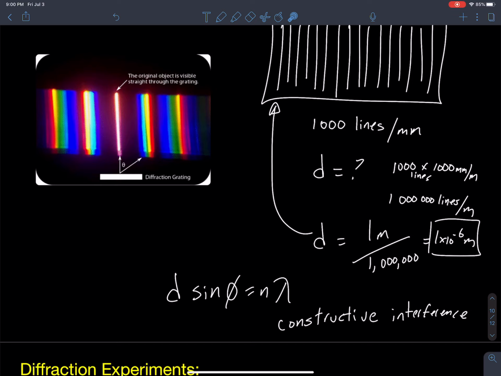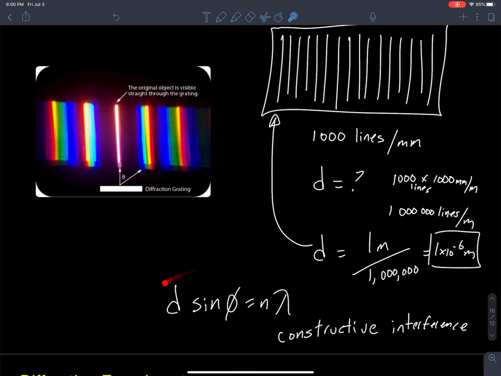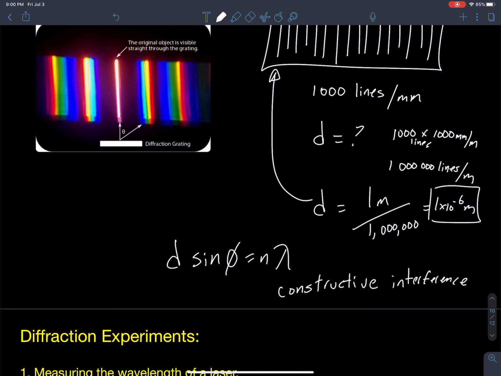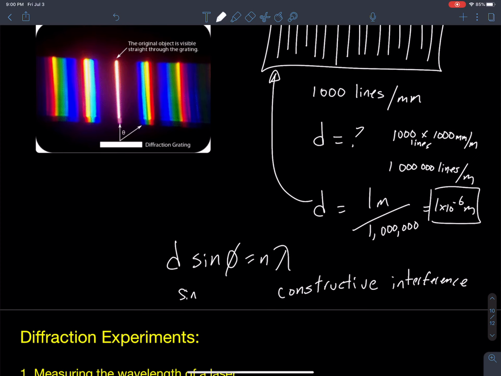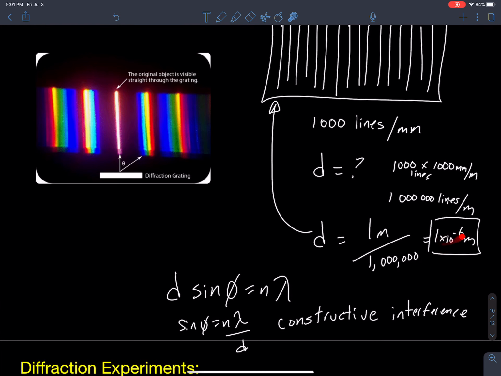So once we know how to calculate d, and I know the wavelength of the laser, I could predict the angle at which each different colored wavelength would appear on my diffraction pattern. And this formula here would explain why the different colors in light have different angles, because they have different wavelengths. Each different wavelength is going to produce a different angle of diffraction. If you rearrange that formula, sine theta is equal to n lambda over d, every different wavelength is going to have a different angle.